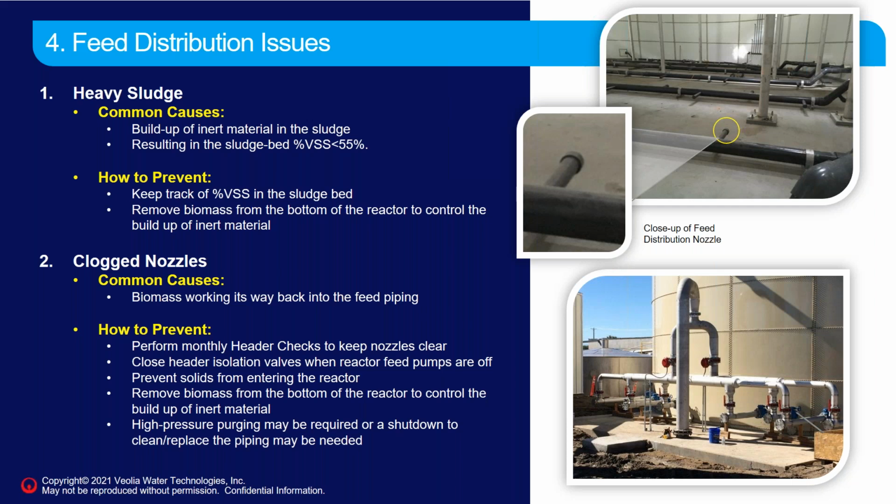What else? Clogged nozzles. If you ever shut this feed piping off and don't close the control valves or manual valves outside the tank, your biomass can migrate back into the piping if you have a path of resistance backwards into the piping system.